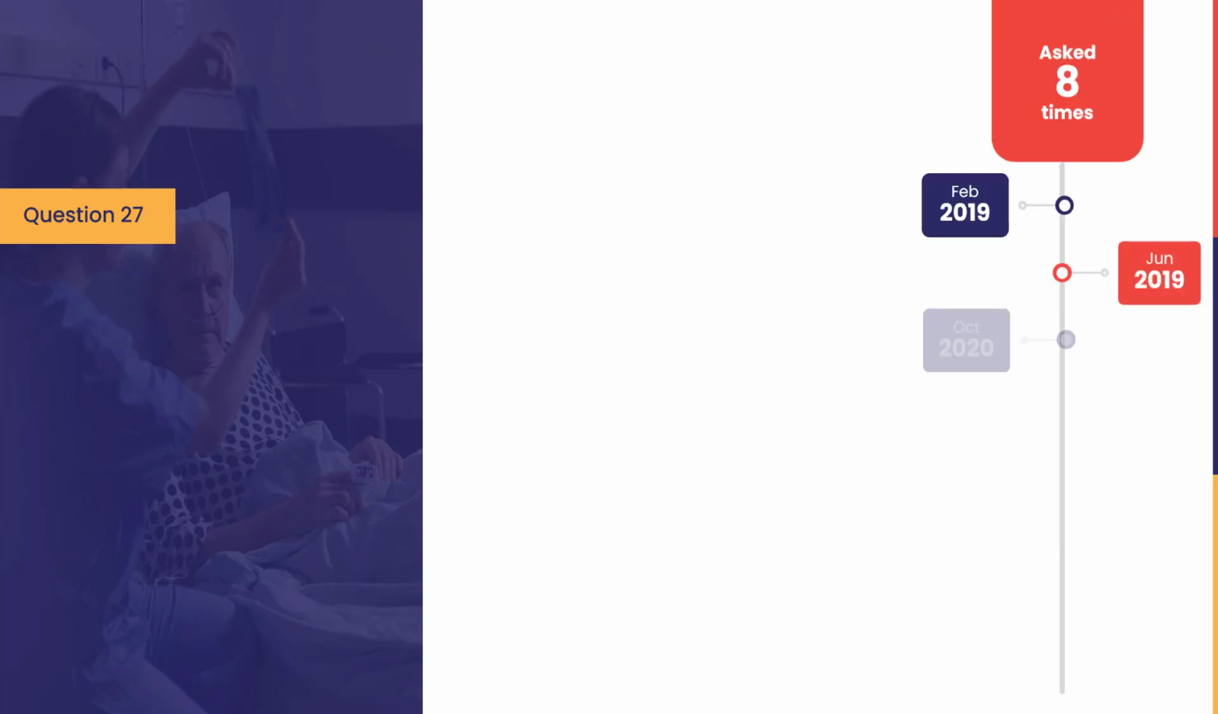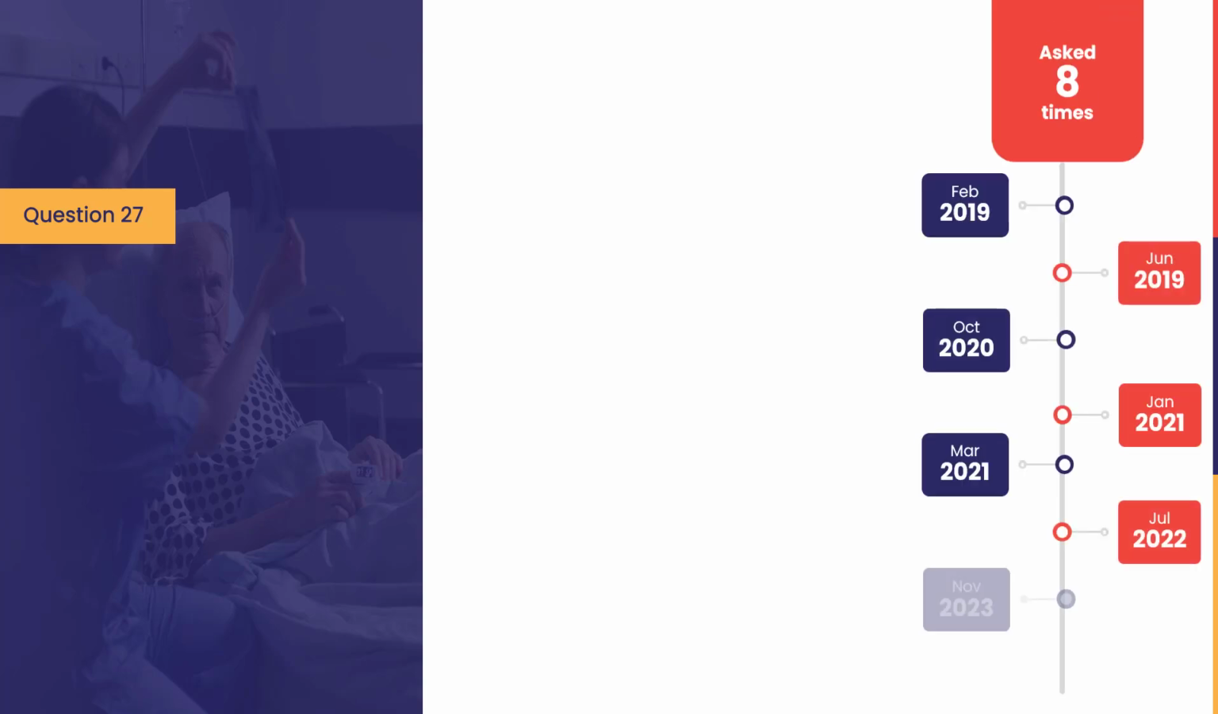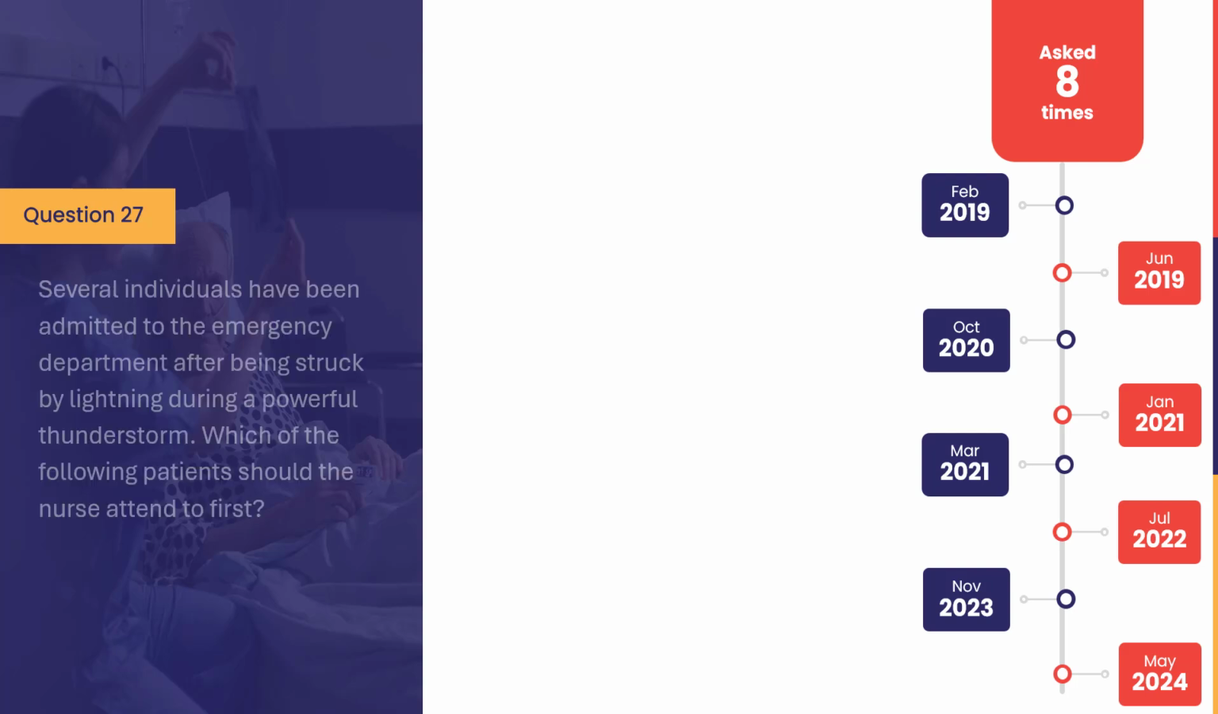This lightning strike emergency care question has been asked 8 times in the last 5 years, and prioritizing patients is critical for managing life-threatening injuries. Several individuals have been admitted to the emergency department after being struck by lightning during a powerful thunderstorm. Which of the following patients should the nurse attend to first?